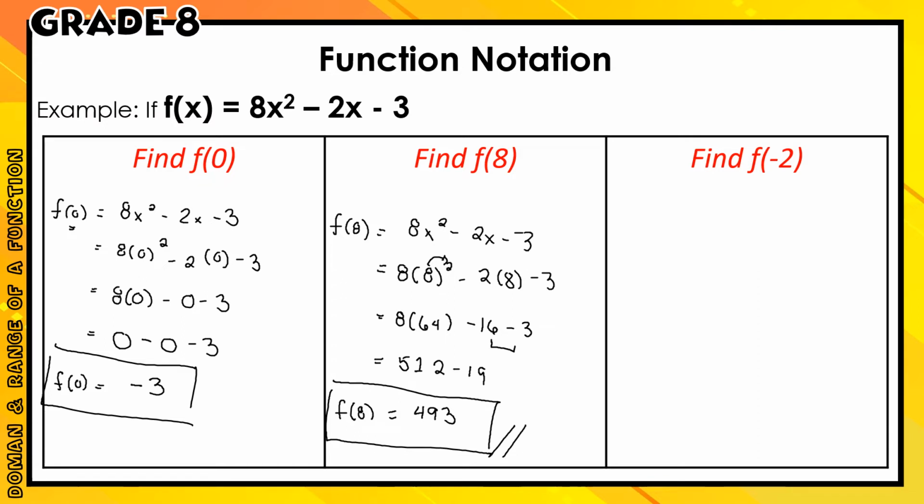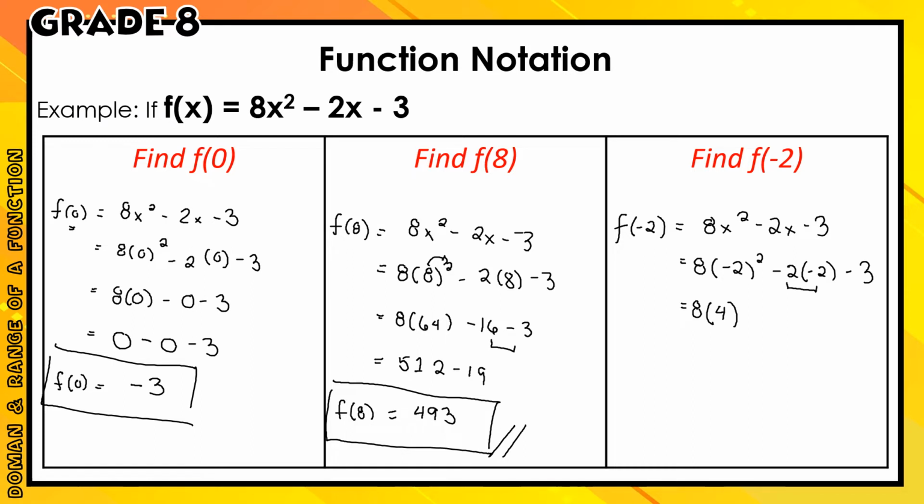And for the last one, if we have f of negative 2, we are going to substitute it into the given 8x squared minus 2x minus 3. So let's replace variable x with negative 2. So we have 8 multiplied by negative 2 squared, minus 2 multiplied by negative 2, minus 3. Negative 2 raised to 2, negative 2 times negative 2, is positive 4.